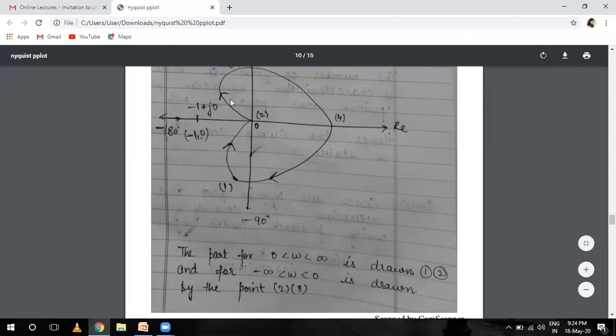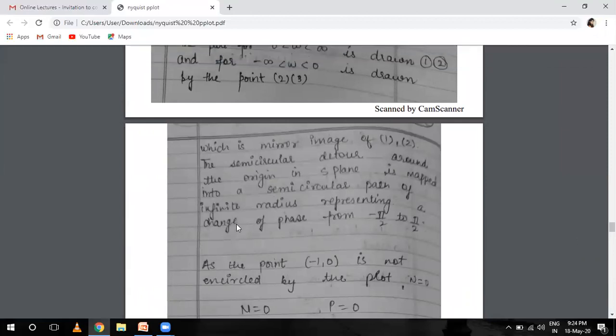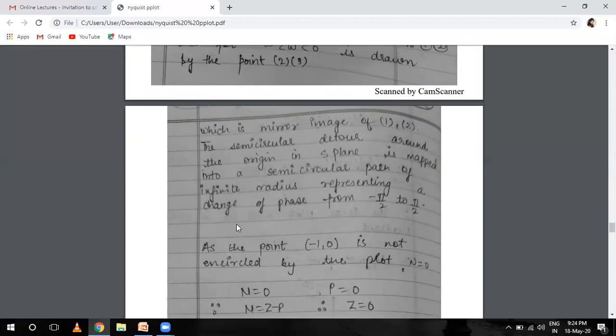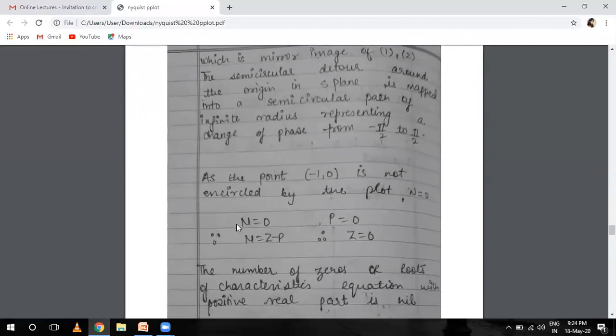and when the omega is between minus infinity to 0, the point is this one. Second and third point आपने जो ड्रॉ किया है वो माइनस इंफिनिटी और 0 की वजह से है, which is the mirror image of 1 and 2. The semicircle contour around the origin of the s-plane is mapped into the semicircle path of infinite radius representing the phase -90 to 90. As we know that point -1 + j0 is not encircled by the plot, N = 0.